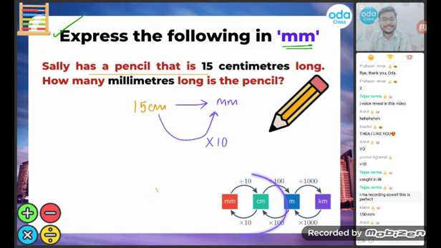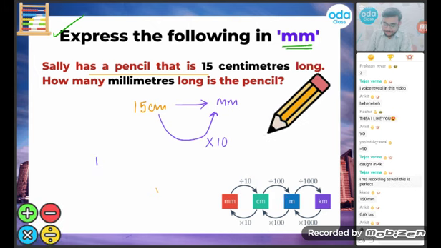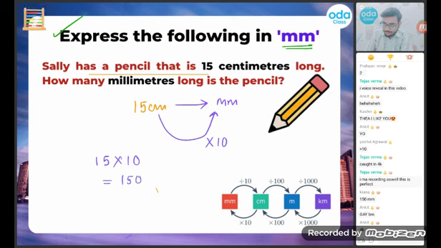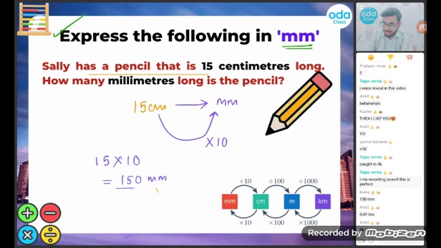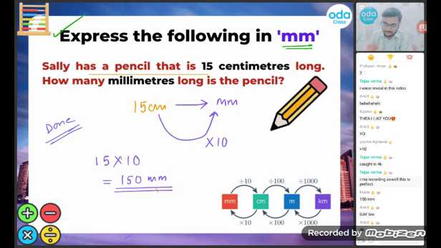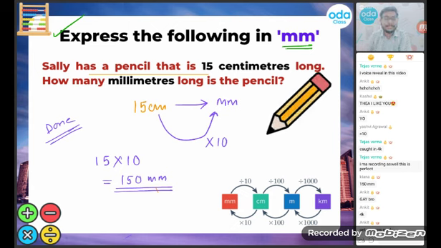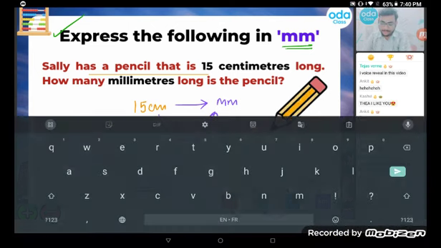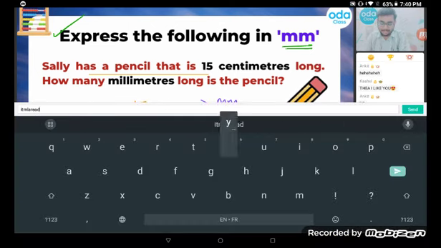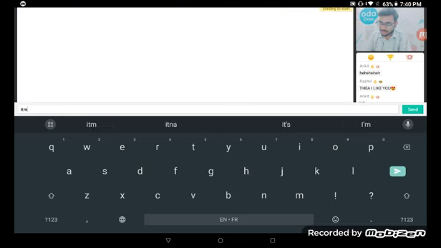Some very smart students are going to see the answer from below, right? But in the quiz, what are you going to do? No one is going to help you. So 15 multiplied by 10 will be how much? It will be 150 millimeter. Clear everyone? Done. 150 millimeter is the length of the pencil. Very nice. Amazing, children.